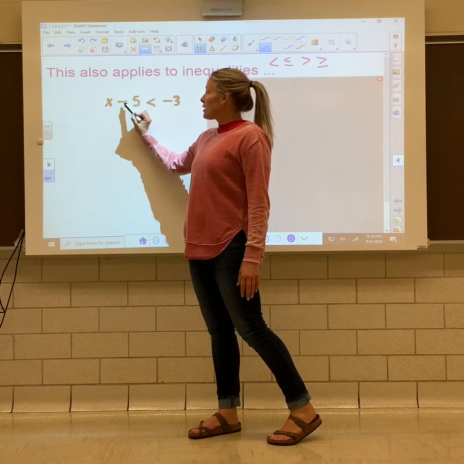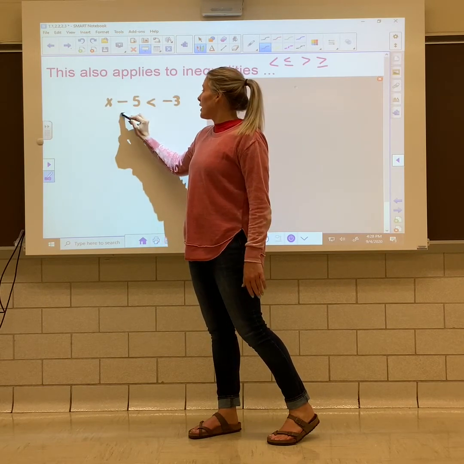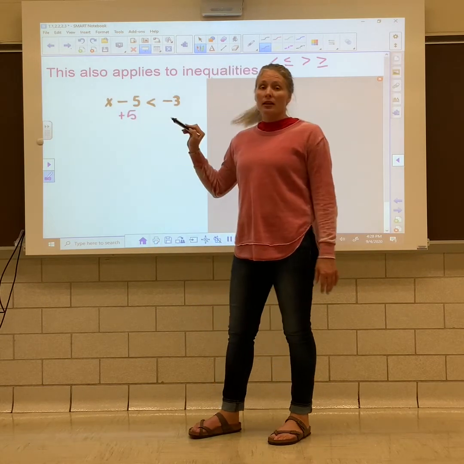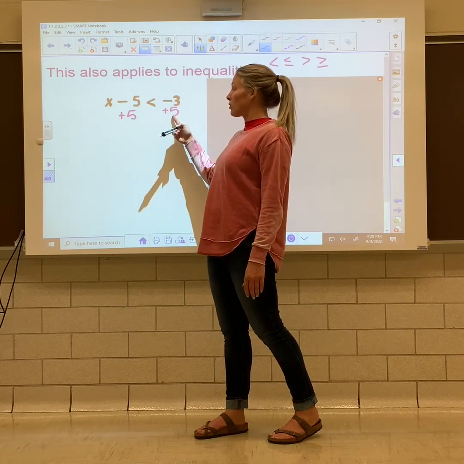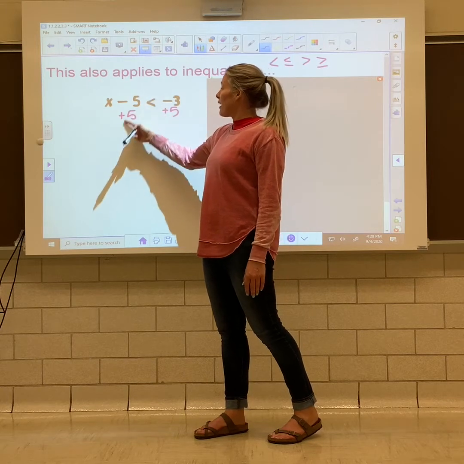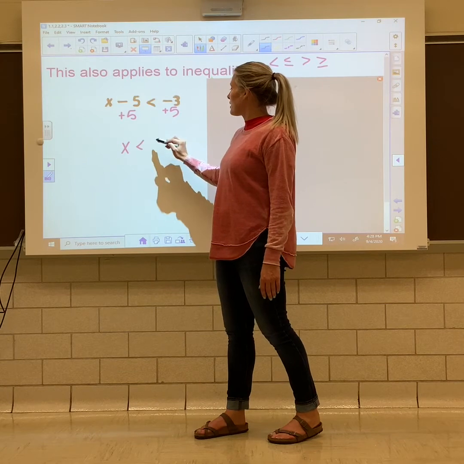Since 5 is being subtracted from x, I'm going to use the inverse operation and add 5. Same idea, we have to balance. So what I do to one side, I'm going to also do to the other. My 5's undo one another, and I'm left with x is less than 2.